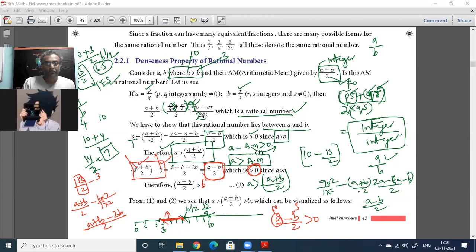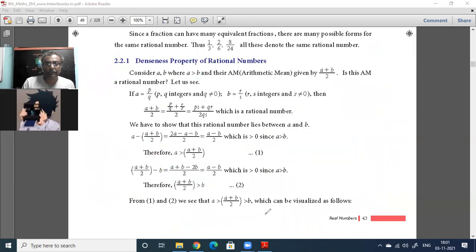So, this first one, whatever it is, let us say x. If you see x minus y is greater than 0, that means x is greater than y. So, a plus b by 2 is greater than b. Okay, that is how you are arriving at that. So, what did you arrive at now? You arrived at two things: a is greater than a plus b by 2, and a plus b by 2 is greater than b. This is what you arrived at.